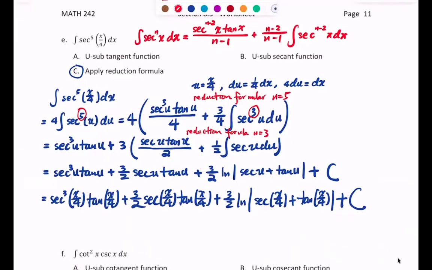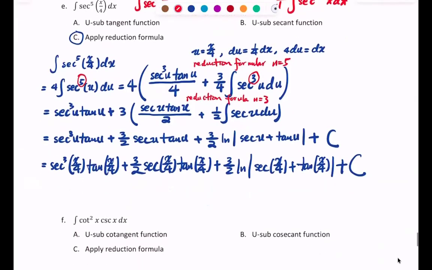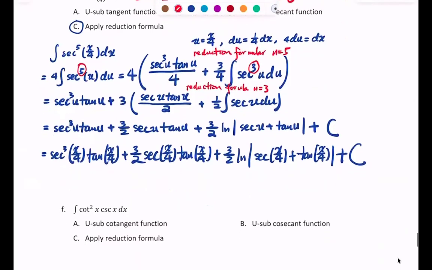And if you're done with this one, we have one more problem to look at. What can we do for the next one? Three. So can we use a cotangent? Can we use a cosecant?